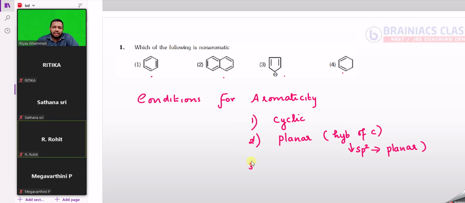Then the third thing, there should be cyclic resonance. You might be knowing right now how to check the resonance. There should be conjugation, alternation, that is called cyclic resonance.